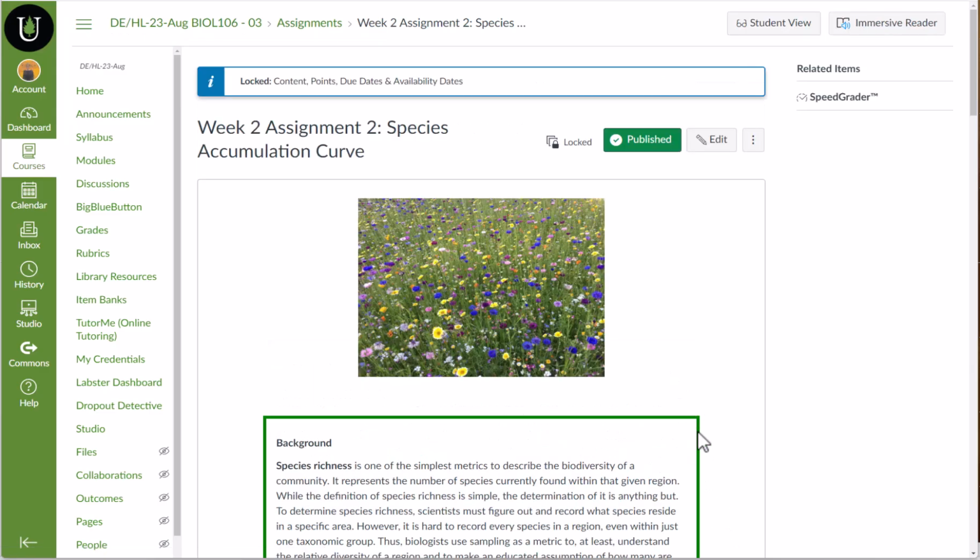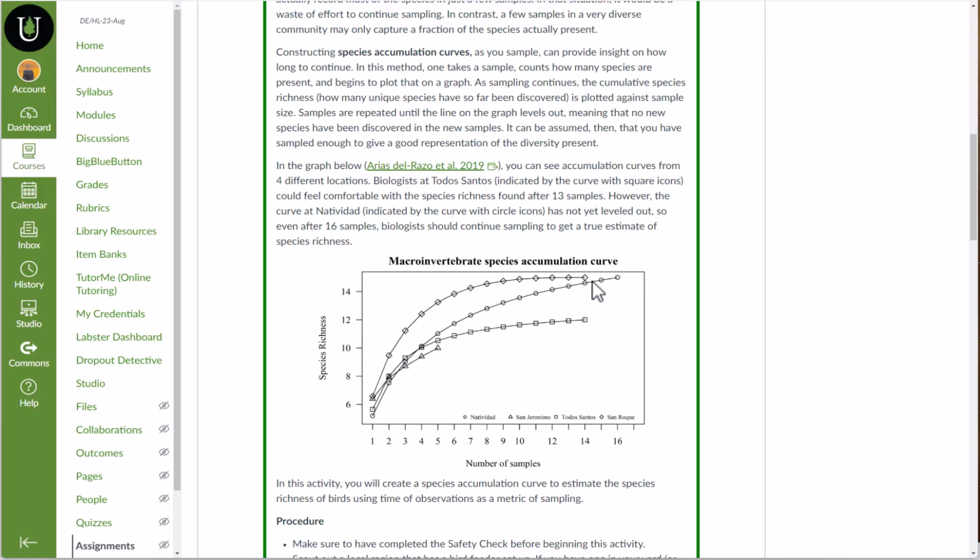Your second assignment is to create a species accumulation curve. It shows an example of a species accumulation curve. And basically what it means is if you go out and you start sampling, if you only sample a small number of locations, so let's say you have a big field of wildflowers, but you only sample a very small portion of those, then you're going to get just a few species. And take another sample and then another sample and another sample. The more samples you take, the more new species you'll acquire.